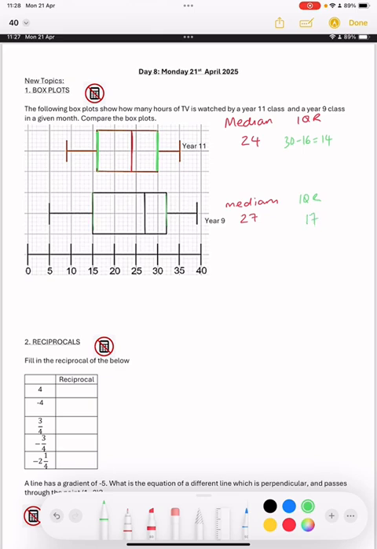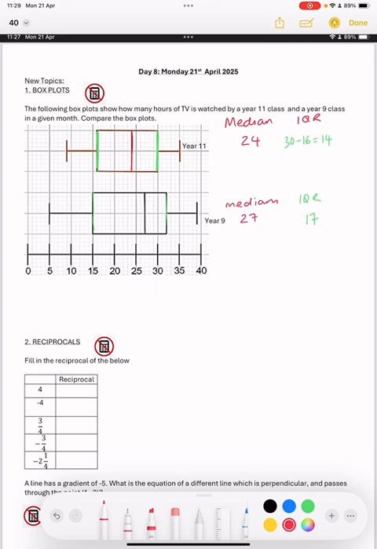But that's not enough. That's only going to get you 2 marks. You need to actually write some sentences to make sure you get full marks in context. So the median tells us about the average of the group. Now, these box plots are telling us the number of hours of TV which are watched.